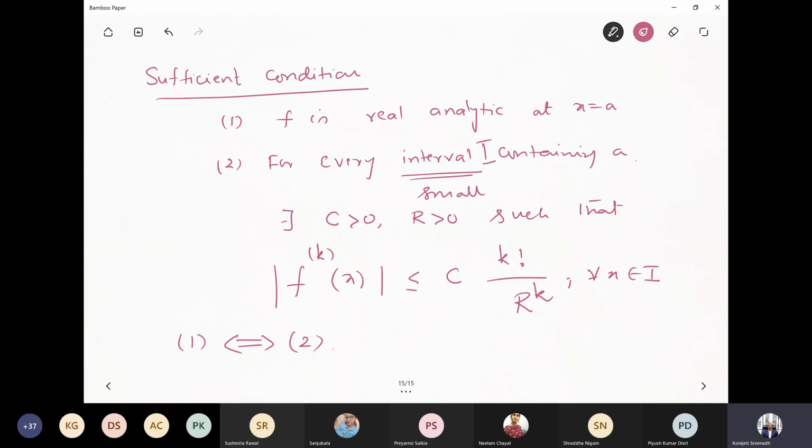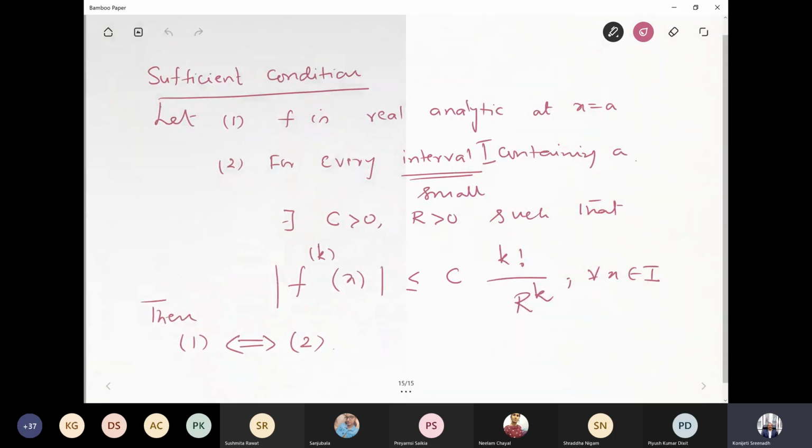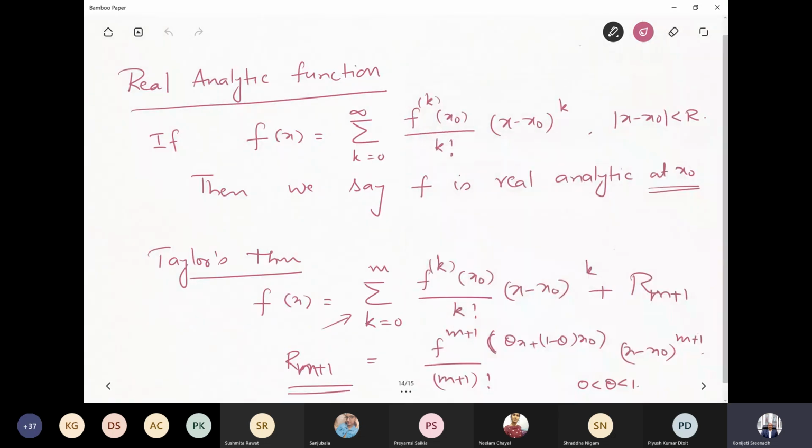Okay, so then consider these two statements. Let us call them 1 and 2, and then you have 1 if and only if 2. That is, if 2 is satisfied, then it becomes a real analytic function. Okay. So why is that? You look at what I said previously, Taylor's theorem, and look at its remainder term. Okay. So what is the remainder term? It's going to be mod of f^(n+1) by (n+1) factorial into mod x minus x naught.